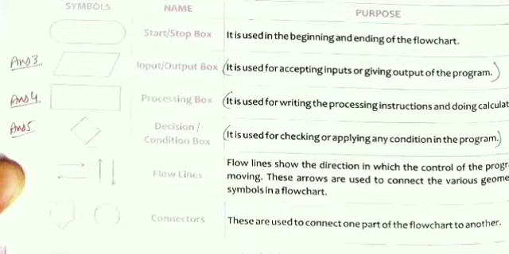Answer 4, processing box. So you have to write processing box is used for writing the processing instructions and doing calculations, and draw the symbol, that is rectangle. And answer 5 is decision box. Again, decision box is used for checking or applying the condition in the program, applying any condition in the program, and draw the symbol along with the answer.